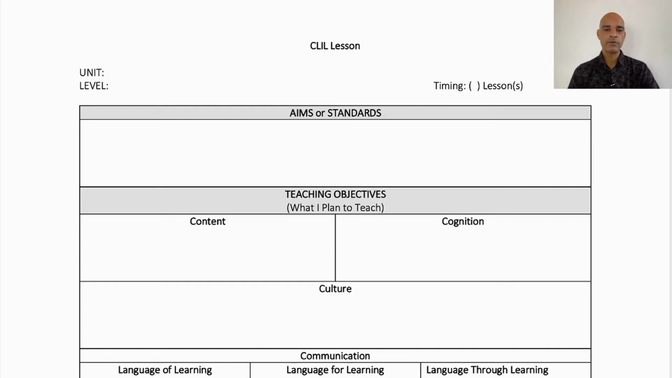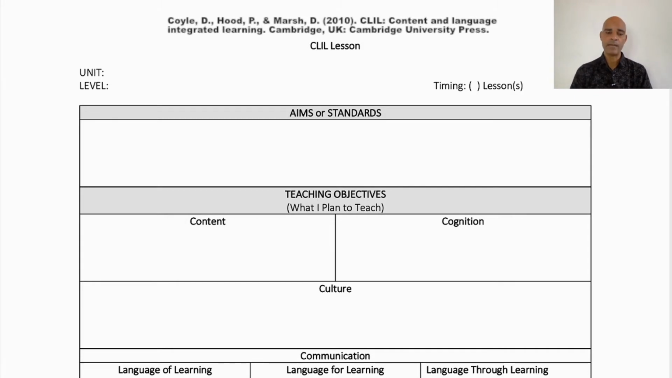And just for your information, this plan has been adapted from the one found in the book by Coyle, Hood, and Marsh, which is a very good book, a very good introduction to CLIL, and it goes into depth about how CLIL started and what it entails in terms of teaching and planning.